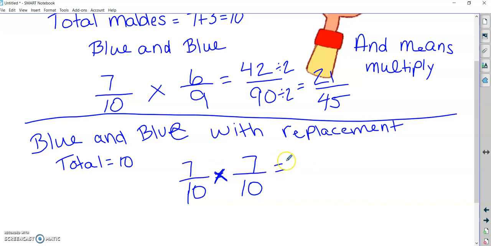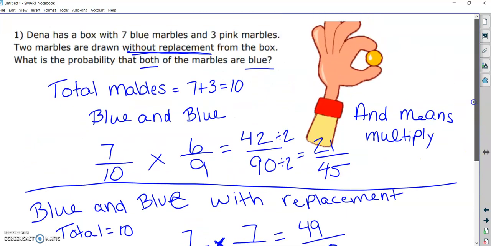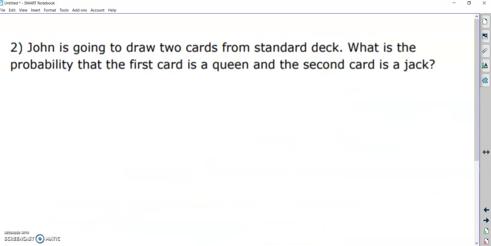Okay, so again, we multiply across the top and multiply across the bottom. And this is how we get 49 out of 100. Two different answers. And it's all about wording. This one was with replacement. The other one is without. So when you read, you're going to have to really make sure you read those words. I know I'm asking a lot for you to read. In math, it's crazy.